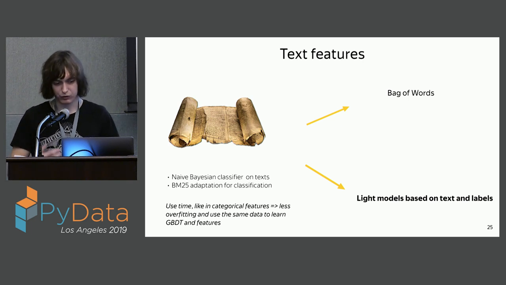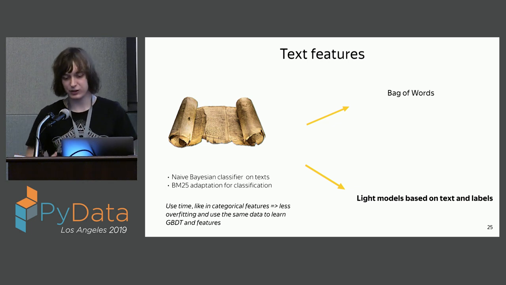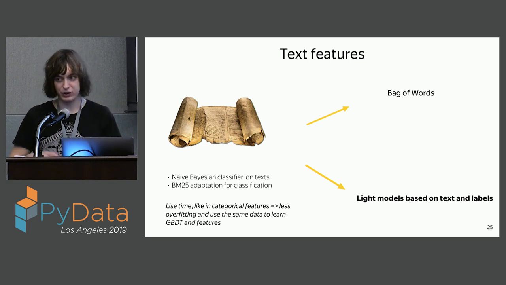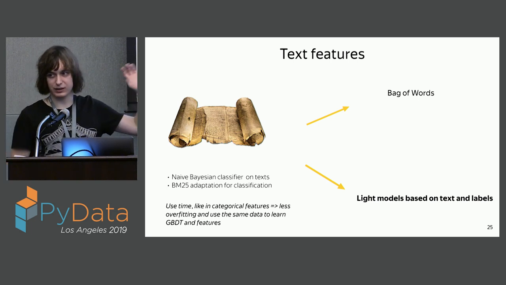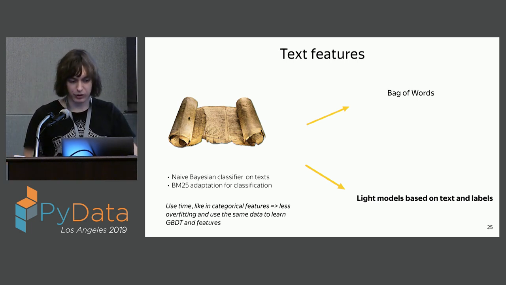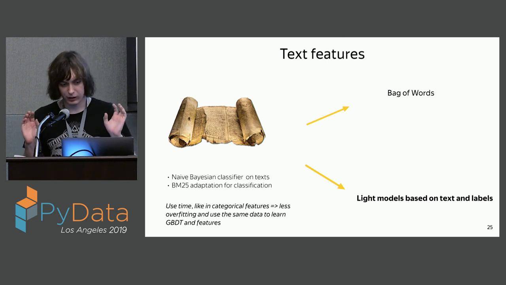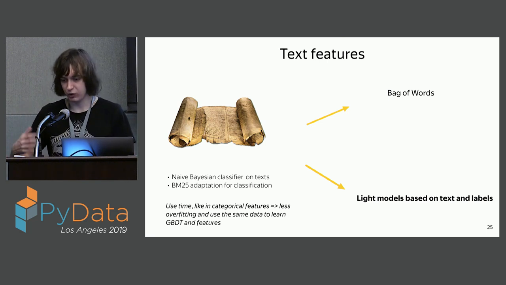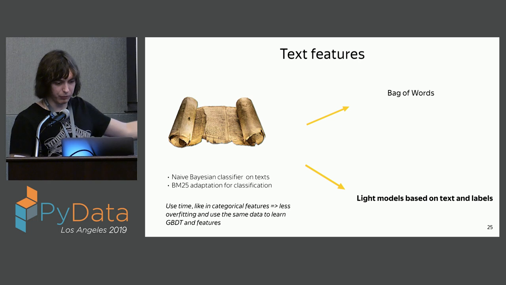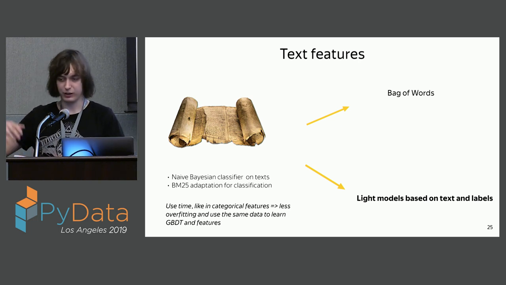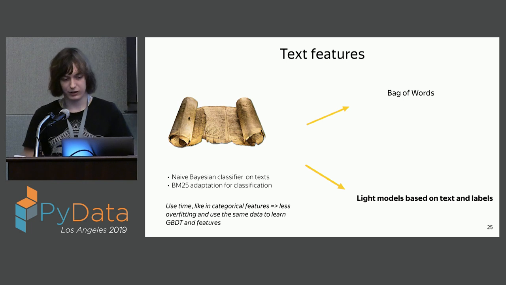In CatBoost, we have support for different types of classifiers. We experimented with several types, but for now we decided to use a naive Bayes classifier because it's quite simple. It could be computed in one pass through the data, and it provides pretty good results. This functionality was released, I think, one month ago. We are still working on more things, like, for example, linear regression as a classifier or something else.